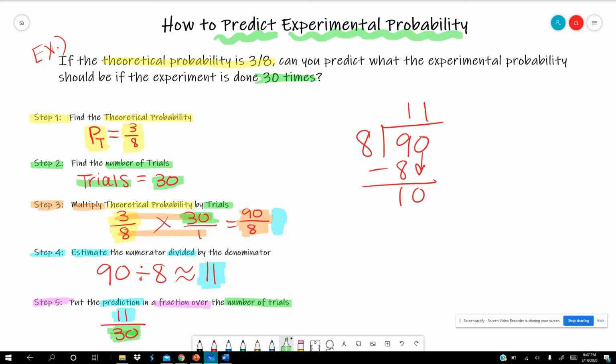So that is our prediction. If we were to do the experiment 30 times, we predict that 11 of those times it should be whatever we were figuring out when we did this theoretical probability.